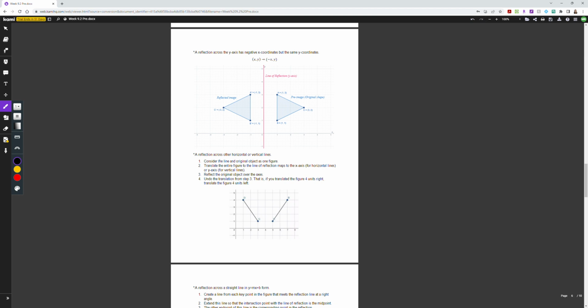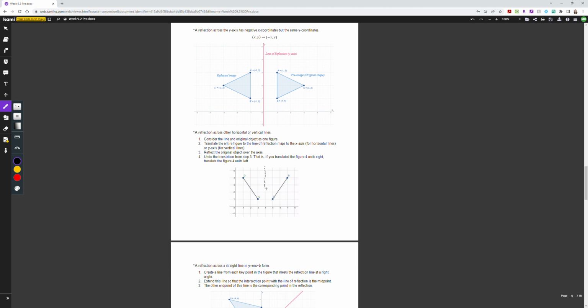Now, if you have a reflection across other horizontal or vertical lines that are not the x-axis or the y-axis, it's the same concept. Here are some steps. First, consider the line and original object as one figure. Then we translate the entire figure so the line of reflection maps to either the x-axis for horizontal lines or the y-axis for vertical lines. Then we reflect the object over the axis. And then we undo the translation from step 2. That is, if you translated the figure 4 units right, then we translate the figure 4 units left. So let's look.